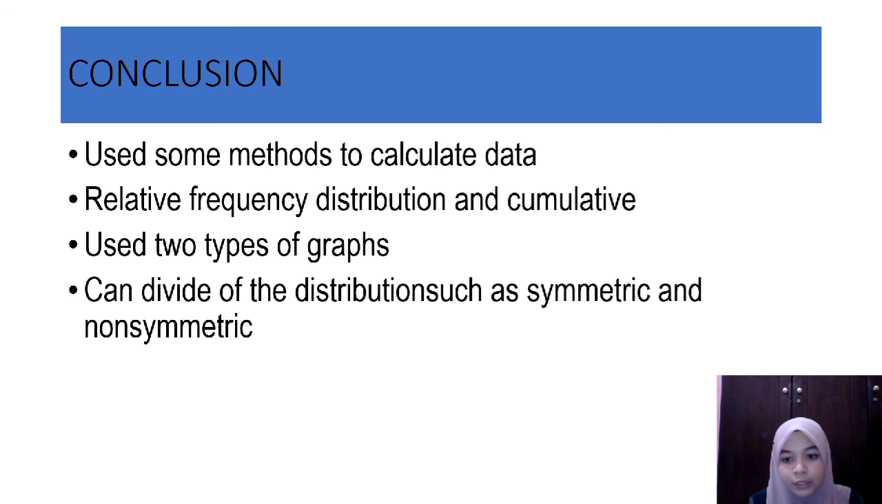The shape of the distribution can be divided into two types, symmetric and non-symmetric. The distribution is symmetric when a vertical line can be drawn through the middle of the graph of the distribution and the graph shows a mirror image.